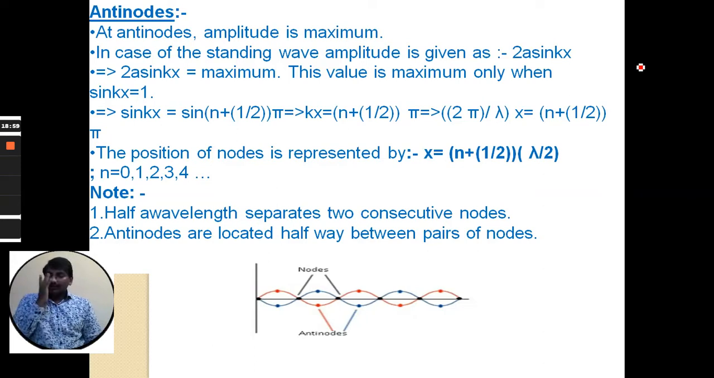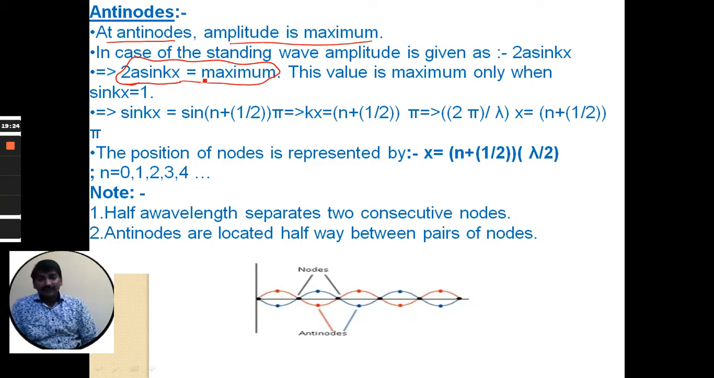Now come to antinodes. In the case of antinodes, we know the condition is where the amplitude is maximum. In the same way I am using the amplitude term 2a sin kx, and since it is maximum, I am writing it as a maximum. From this condition, since it is maximum, there is supposed to be some value from 1 to something. So sin kx I am writing as sine of (n plus 1 by 2) into pi.